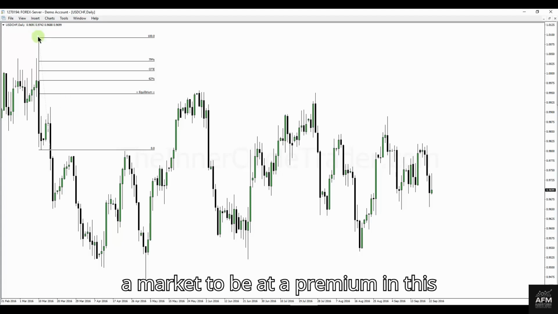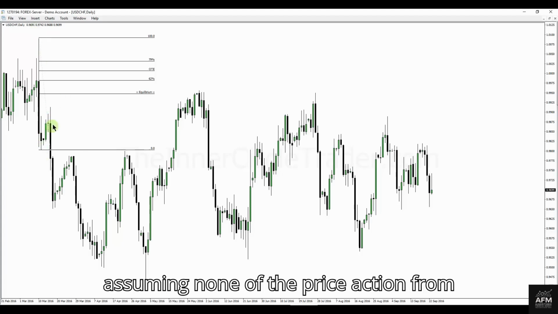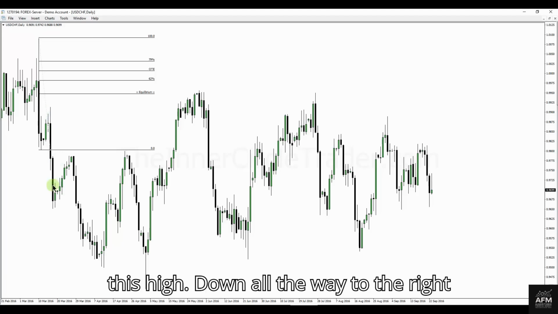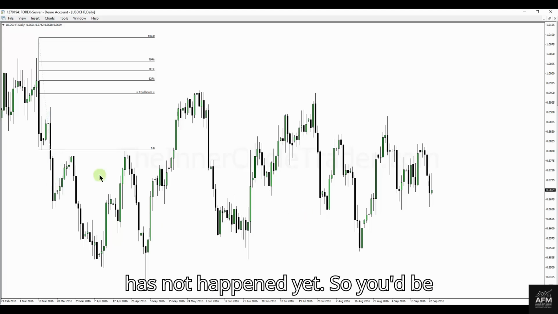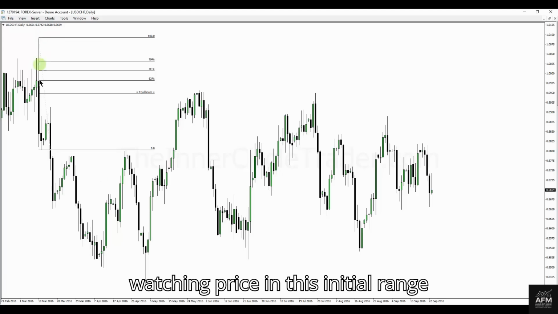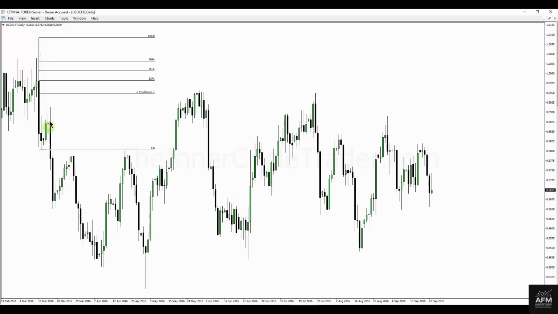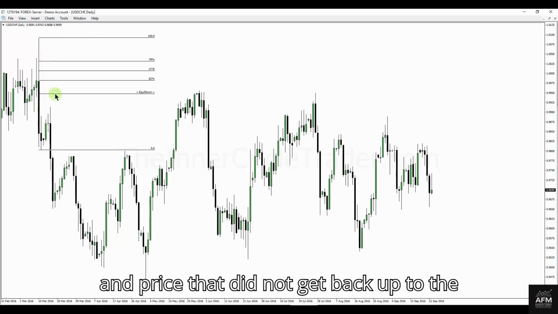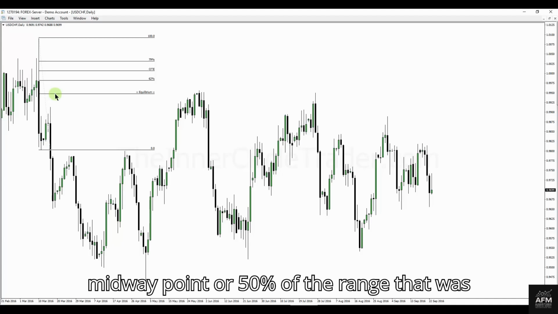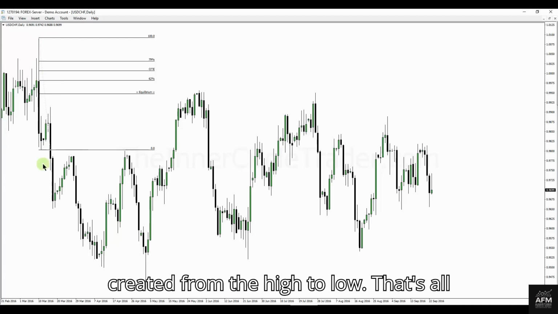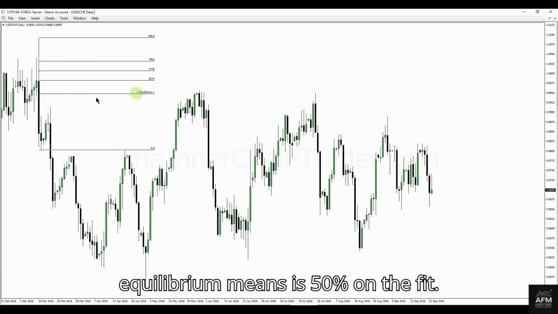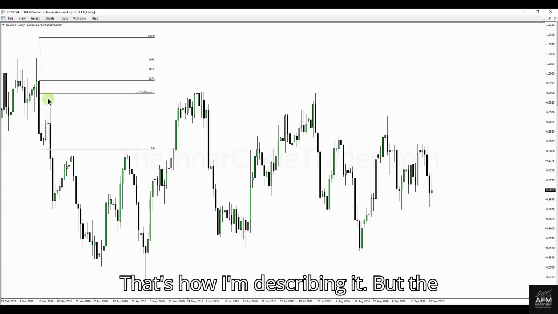For a market to be at a premium in this current price range here, and that's assuming none of the price action from this high down all the way to the right has happened yet, you'd be watching price in this initial range, and price did not get back up to the midway point, or 50% of the range that was created from the high to the low. That's all equilibrium is, 50% on the fib. That's how I'm describing it.